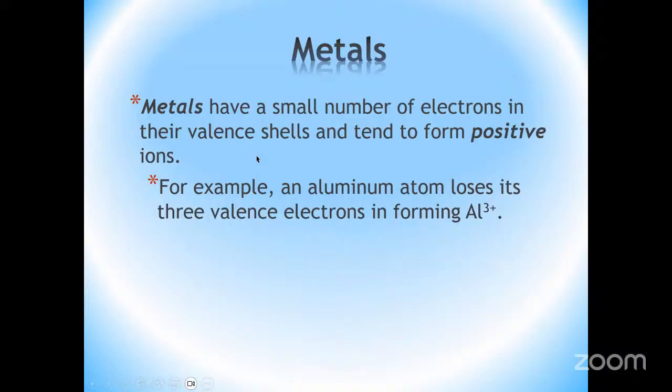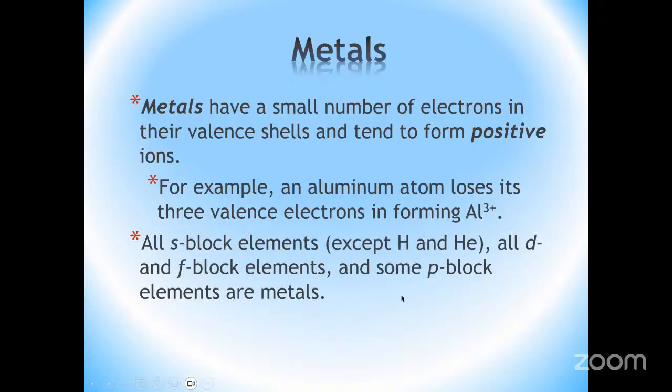There are some other categories that we can put elements in. You can put them in the categories of metals, non-metals, and metalloids, right? So metals have, relatively speaking, a small number of electrons in their outer shell, and they tend to lose these electrons to form ions. For example, aluminum will lose the 3 valence electrons to form the aluminum ion, right?